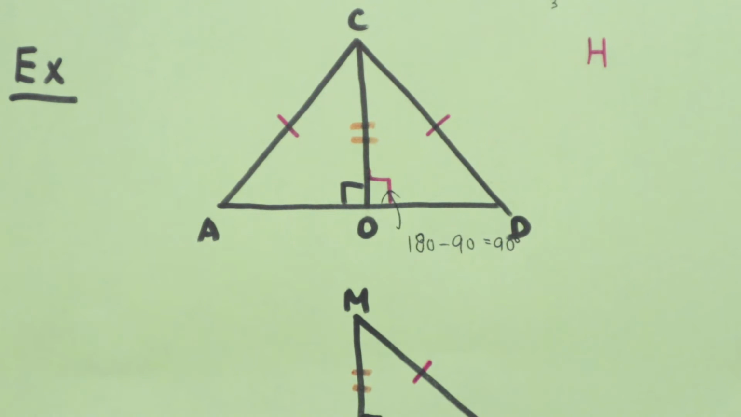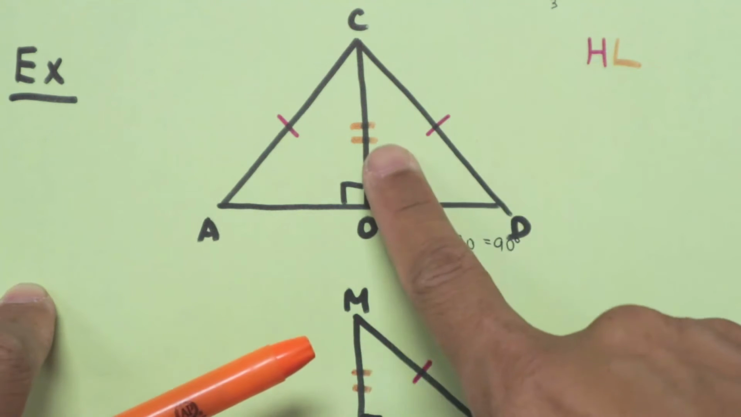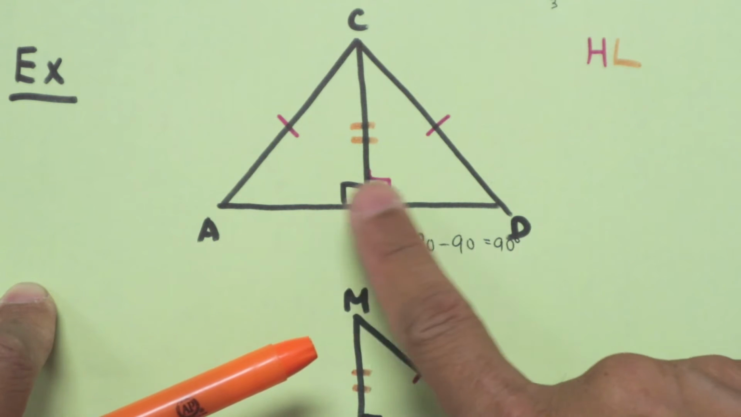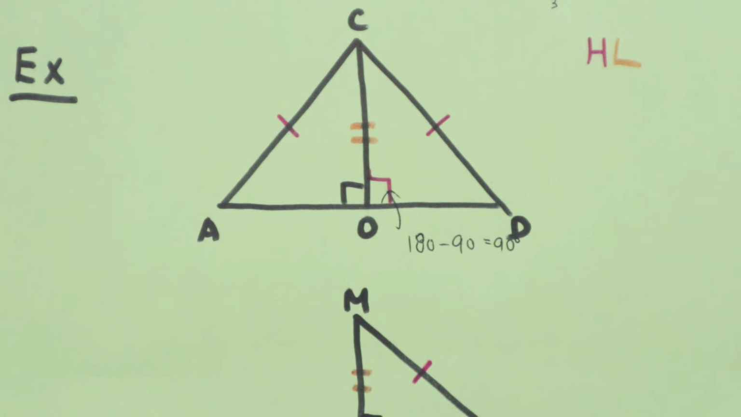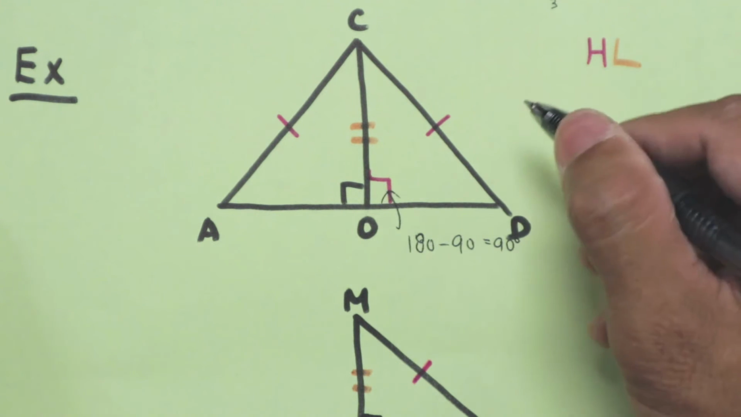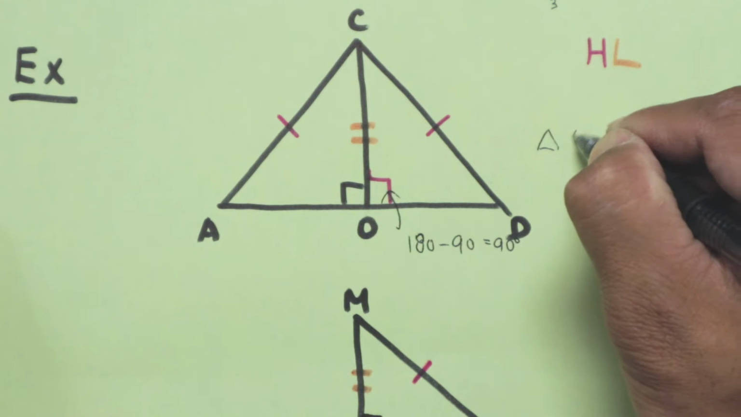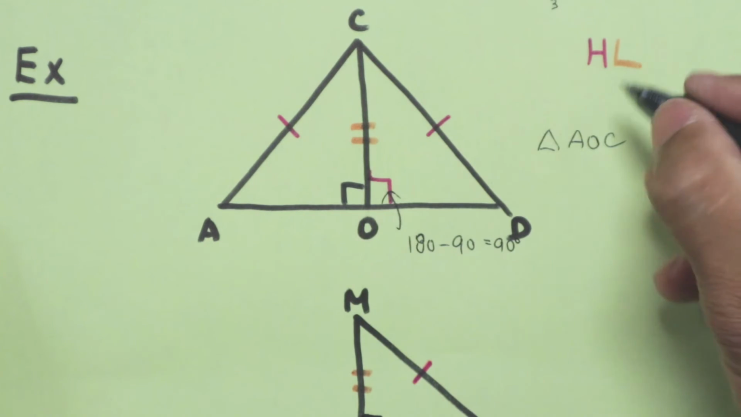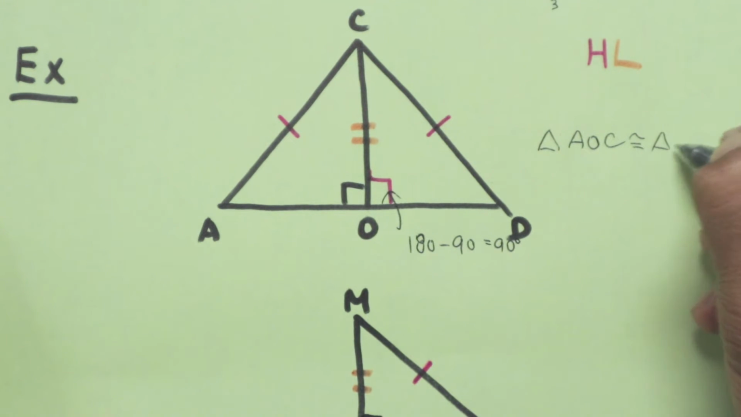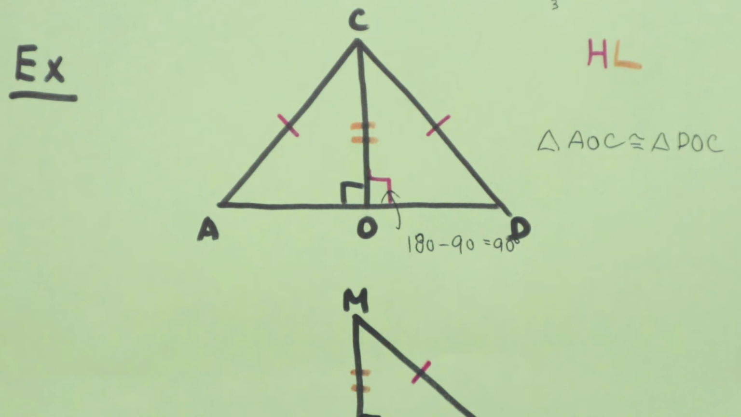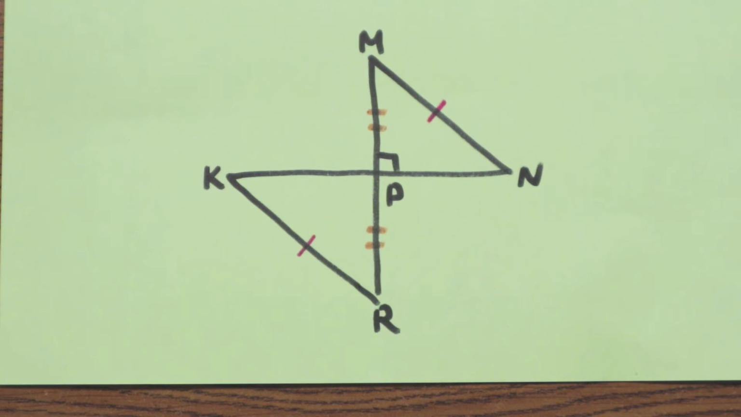And that's actually the leg of the right triangle. So since you have H, the hypotenuse, and L, the leg, and you know that there's a right angle in both triangles, then these two triangles are congruent. And so we're going to write the congruent statement. Triangle AOC is congruent to triangle DOC. Well, let's take a look at one more example.